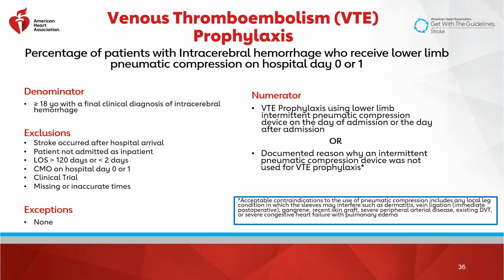Go into the next, VT prophylaxis. There's two parts to the numerator for this. These are all patients with ICH that did not occur after arrival. Patients are admitted as inpatients, and we will look at whether VT prophylaxis was provided or if there was a documented reason why. Either passes the numerator.